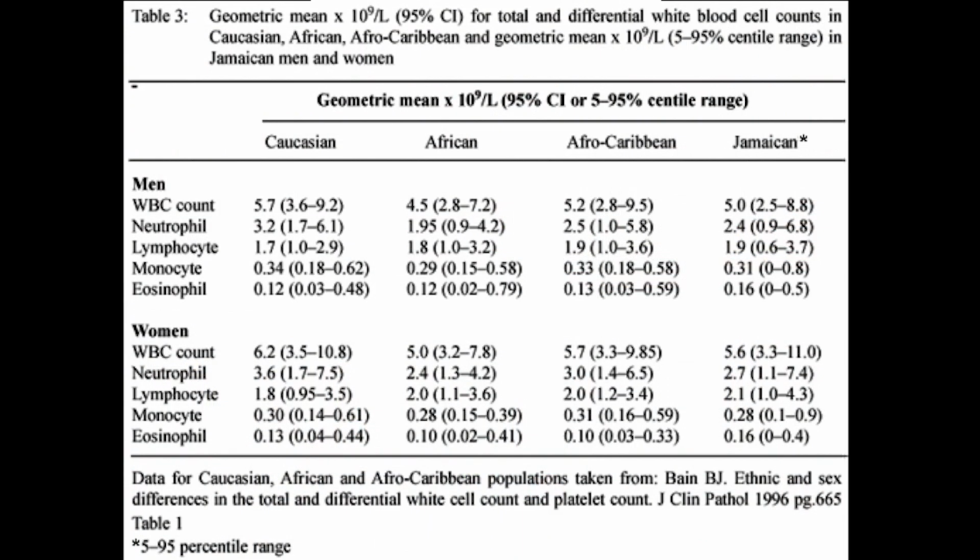It shows Caucasian, African, Afro-Caribbean, and Jamaican. And just look at the top: men, white blood cell count, WBC count. Who's got the highest? Caucasian, 5.7. Who's got the lowest? African, 4.5. So naturally, African people have a lower white blood cell count.